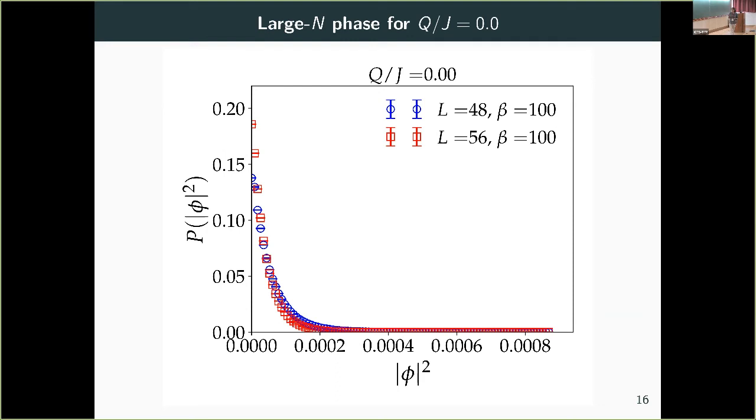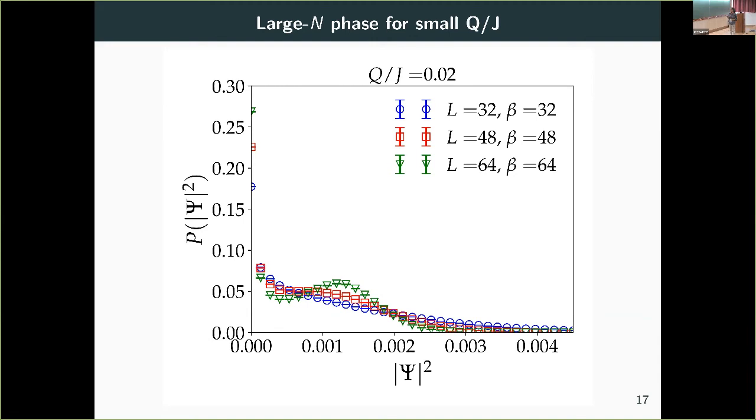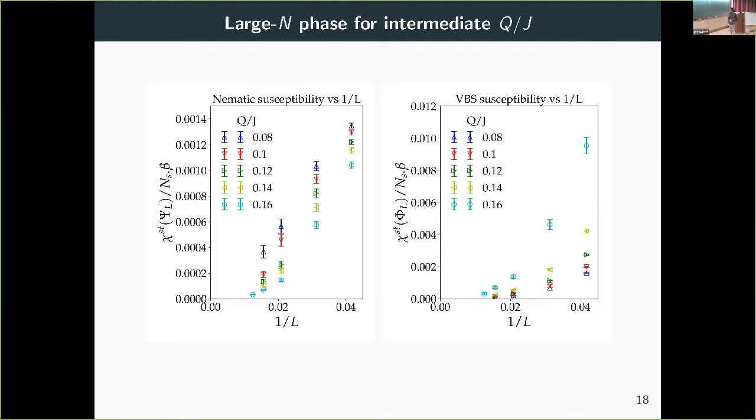And so I increase the value of Q over J even further. And what I see is the nematic order starts getting suppressed, but this peak remains. So there is a small sliver where this proximate spin liquid survives. So then I go into an intermediate phase of Q over J, where the susceptibilities of both nematic and VBS go to 0. So this is a phase where I have neither nematic nor VBS order. So this is our candidate for a spin liquid.